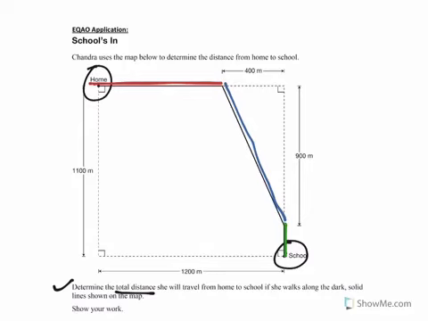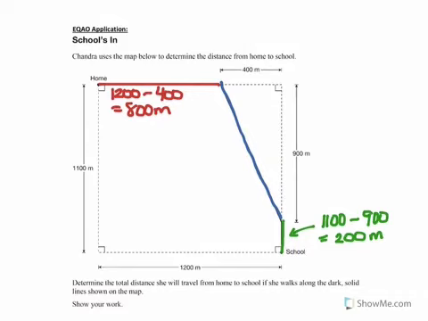Okay, so we have to figure out how long the red, the blue, and the green are, and then put them all together to find the total distance. So I've done the red and the green because it's a little bit easier, and let me show you how I did that. This entire side is 1,200 meters. Okay, so from here to here is 1,200, but I only need it up until here because I'm trying to find this line.